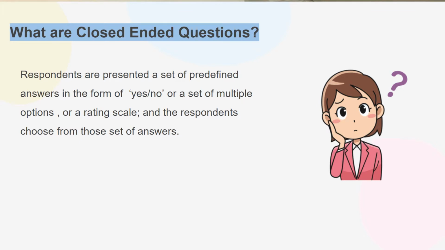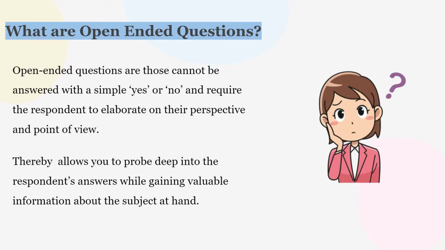Closed-ended questions are the ones where respondents are presented a set of predefined answers in the form of yes or no, or a set of multiple options or a rating scale, and the respondents choose from those set of answers. And open-ended questions are the ones where the respondents do not have to answer in any yes or no format or from a multiple set of answers. Respondents have to elaborate on their perspective. With this, now let's understand what are the 5 key differences between open-ended and closed-ended questions.